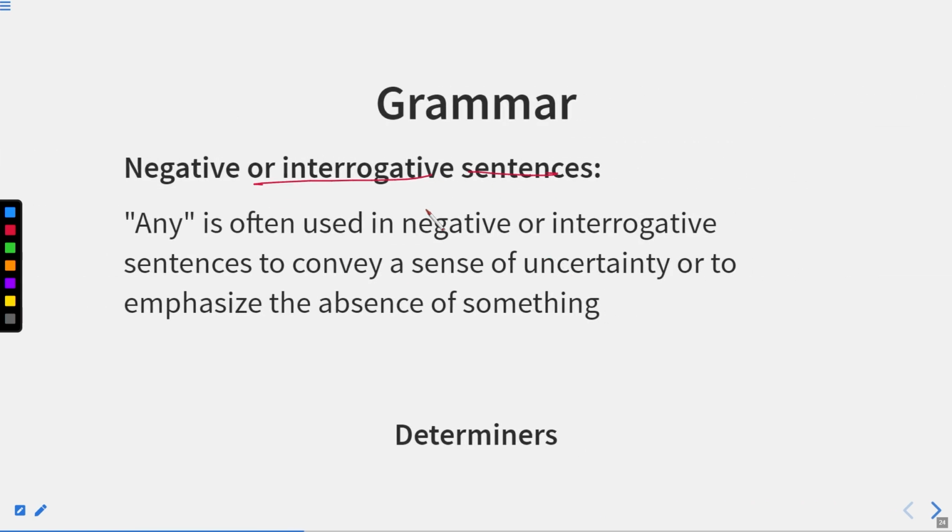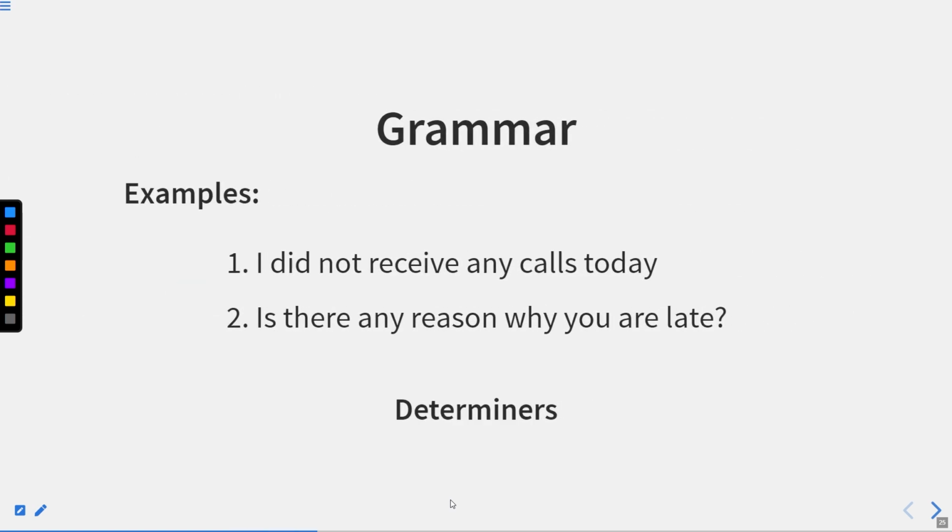Negative or interrogative sentences. Any is often used in negative or interrogative sentences to convey a sense of uncertainty or emphasize the absence of something. So when there is absence of something, when we do not know what will be the answer, when we do not convey the sense of certainty, we can use any. How? Let us see the examples only.